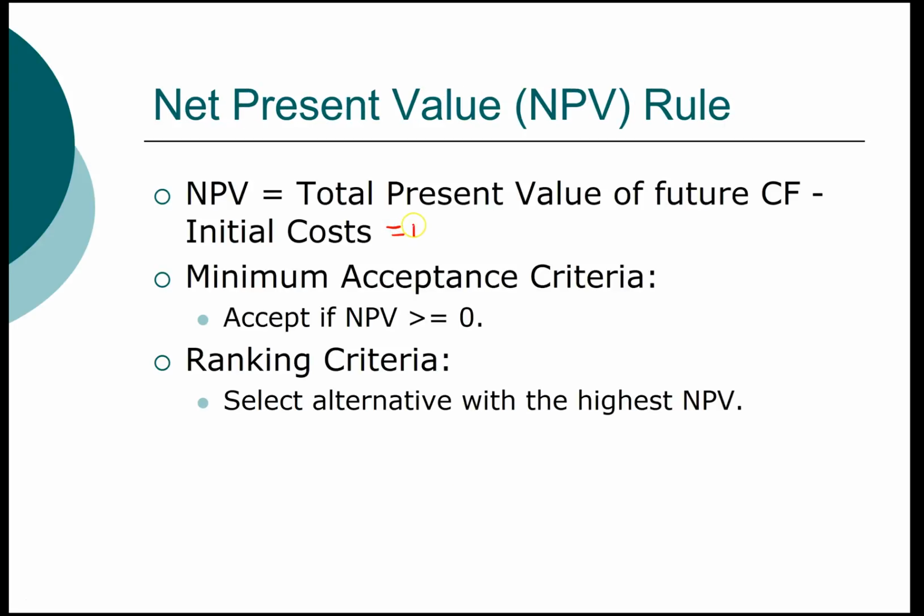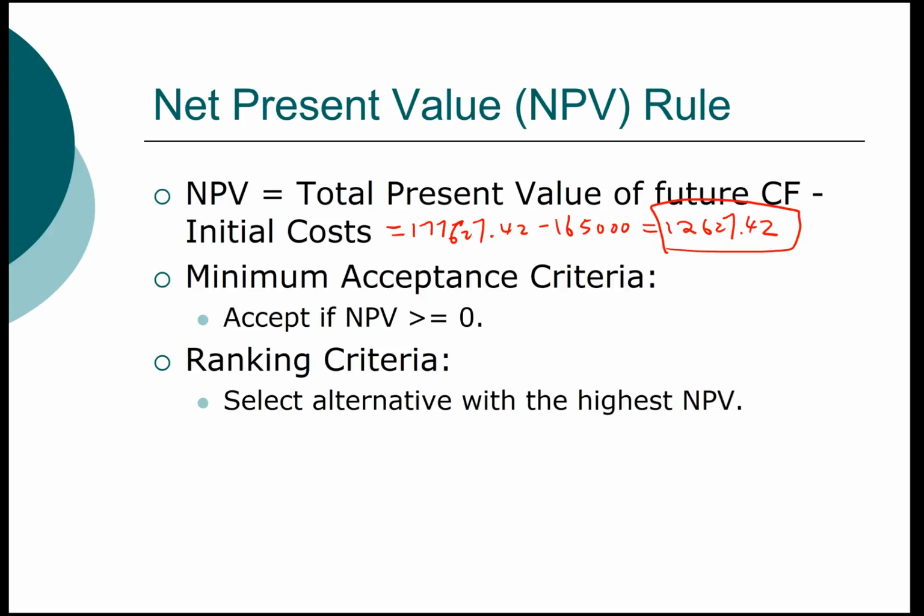So we have $177,627, which is the first part, total present value of future cash flow. Subtract from it our initial cost of $165,000, and we have a net present value of $12,627.42. Once we have our answer, then the question is, what does this answer tell us?